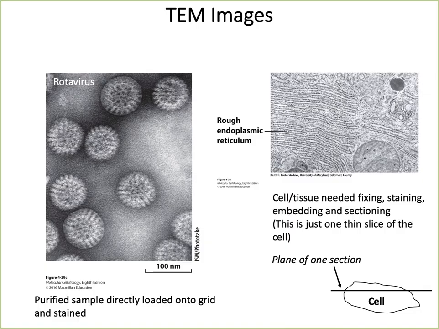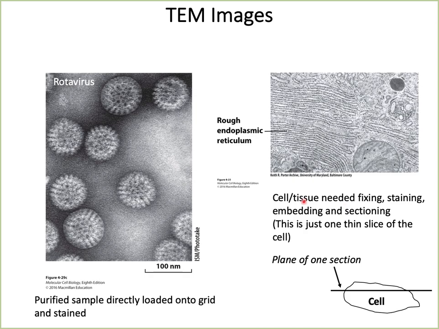So right here, on the other hand, you are actually looking at some rotaviruses, a purified sample directly loaded onto the grid. And you can see that this is approximately 100 nanometers in width. So what happens is that these dark areas are where the stain is remaining, and the white areas have no stain and appear light. And that's how you get that contrast.